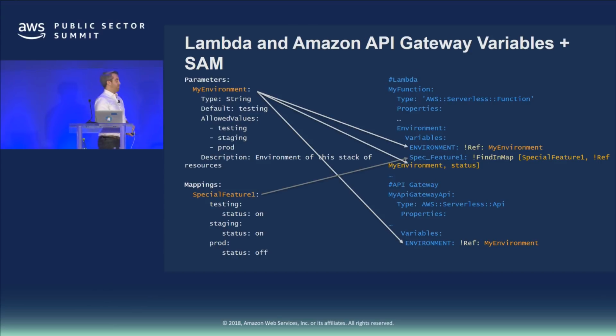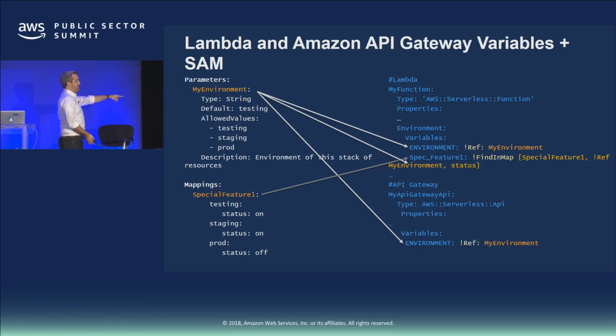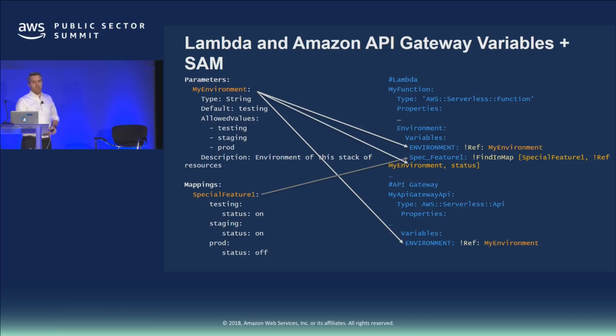So we see here that I have a parameter called myEnvironment. It has certain values that are allowed: testing, staging, and prod. I then down below have a mapping, and the mapping correlates actually with the various environments. And then based on that, I have some sort of attribute called status. And maybe you could think of this as a feature flag for my application.